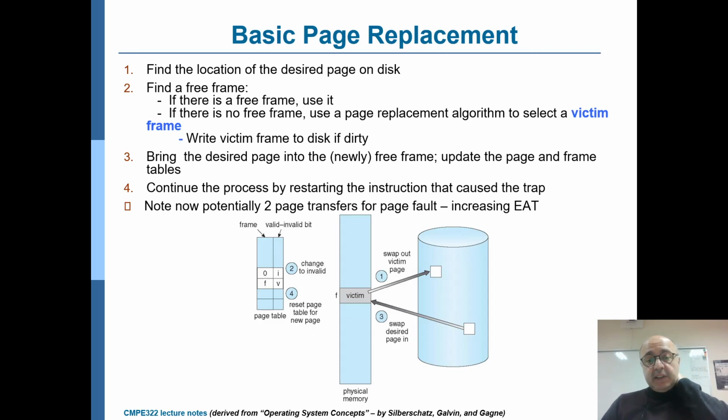Note that this requires two operations actually here. You need two page transfers if the victim frame is dirty. One for writing the victim frame to the backing store, and the other is for reading the new frame from the backing store into the frame in memory. And doing two page transfers now increases the effective access time even further.